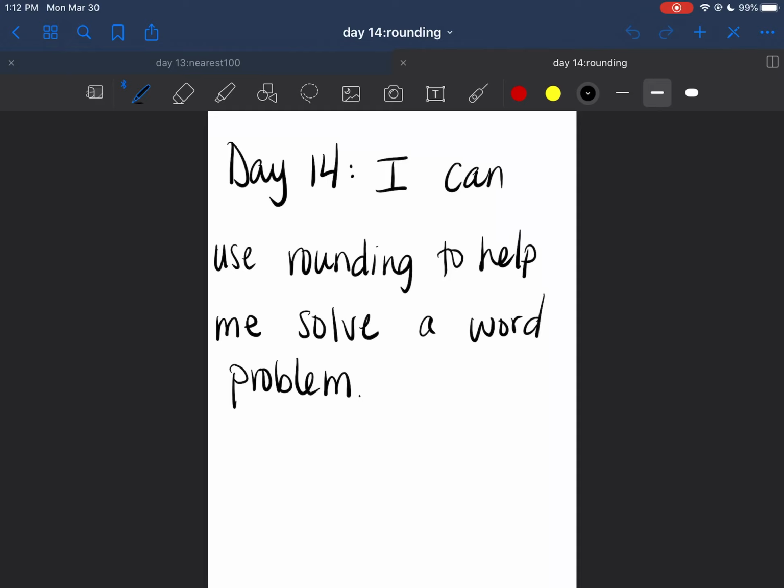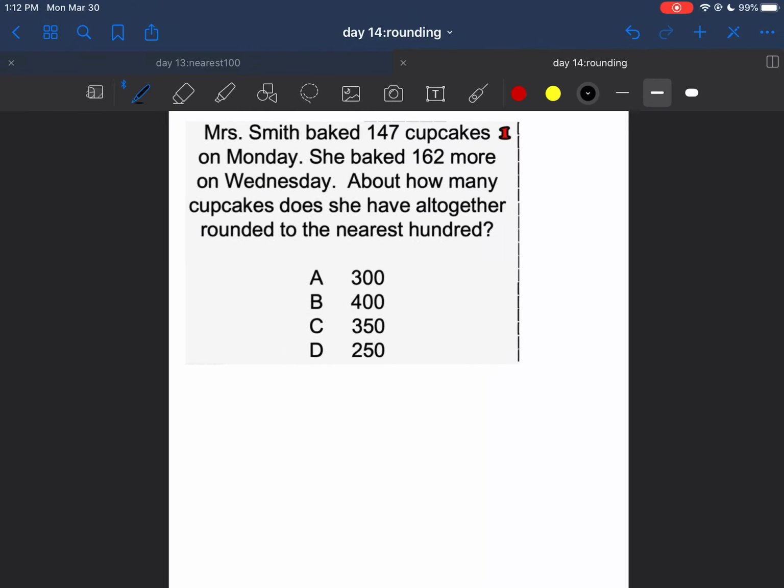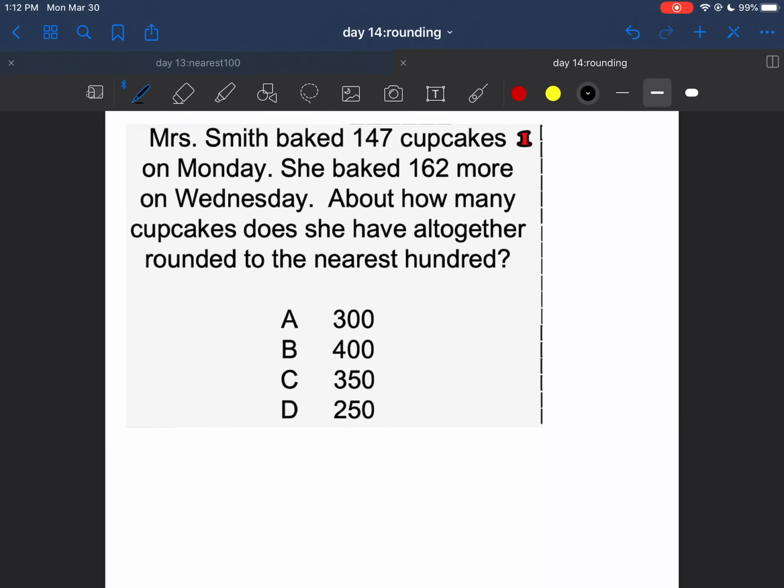Today's I can statement is I can use rounding to help me solve a word problem. So we can learn from this I can statement that we're still using rounding today, okay? All right, so we're going to get started. I've pulled some word problems up on the screen for us to solve. And we're going to talk about how we're going to solve and how we are going to round to help us solve. All right, so the first word problem.